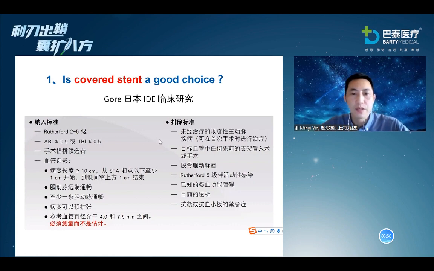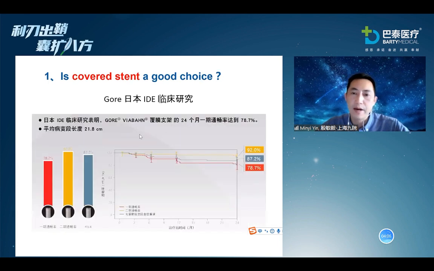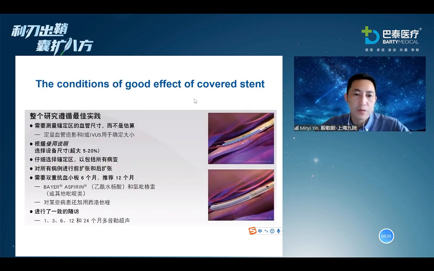Generally speaking, the patient does show good treatment outcome, especially in the clinical trial in Japan. You find the average lesion is actually close to TASC D. But generally speaking, its 2-year patency is still very ideal, almost reaching around 80%. So we can see for a 20 centimeter lesion, compared with BMS, the stent-graft has better patency. From this result, we can see that the Viabahn results are very good.